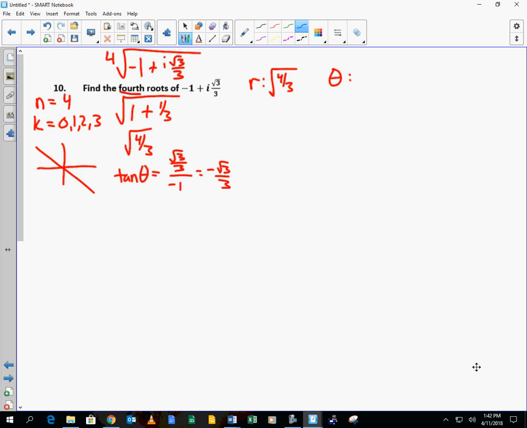Second quadrant, very good due to your location. Good job. If I inverse the root of 3 over 3 for tangent on my calculator, I get 30 degrees, which is what for a solution? 150 degrees, and then convert that to radians: 5 pi over 6.